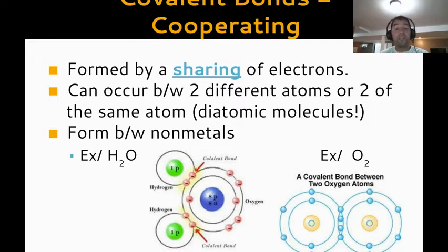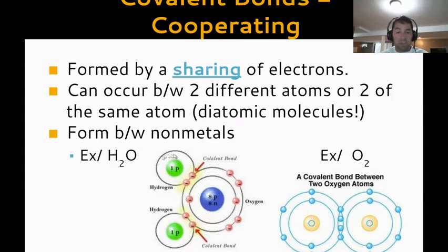In a covalent bond, instead of losing or gaining electrons, they share electrons. So, for example, as you can see down here, these two electrons here are overlapping between the hydrogen atom and the oxygen atom. Okay, so they are sharing those outer valence electrons for the purpose of getting a full 8 valence shell.